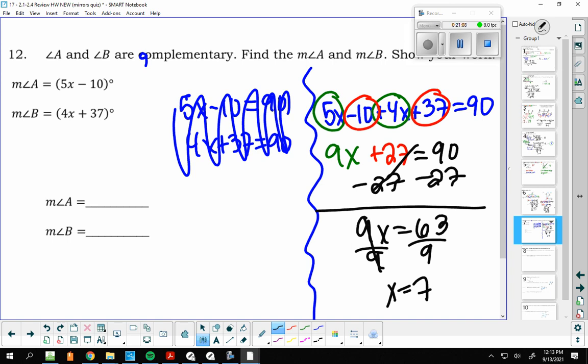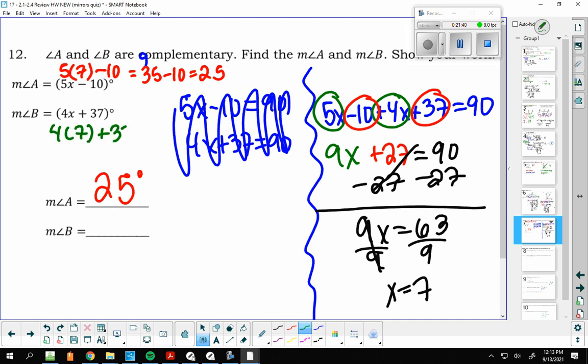So we got x, but we need to find the measures of angle A and B, so what do I do with the x then? We're going to plug it in. So 5 times 7 minus 10, that's 35 minus 10, which is 25 degrees for the measure of angle A. Once we found x, we plug it back in. And for B, again, plug in 7 for x. So 4 times 7 is 28, plus 37 is 65 degrees.